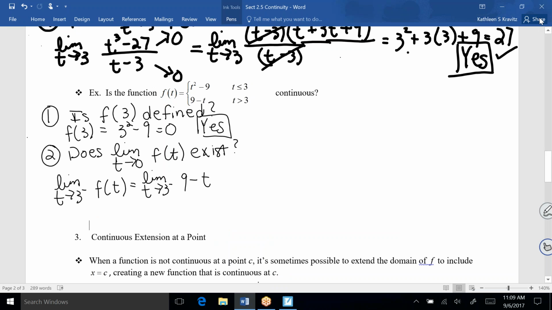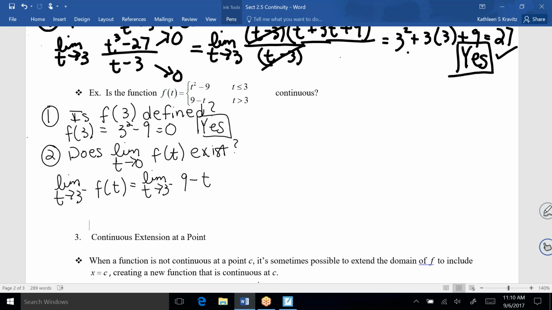All right, so I just started this one and we can finish this one together. So the first thing that we want to check for this function is if f of 3 is defined, because 3 is going to be the only point that's going to be a potential problem in this function. So f of 3 is equal to 3 squared minus 9, because we're looking at this first function right here. And that's going to be equal to 0. So yes, f of 3 is defined. It's equal to 0. The second part of the continuity test, we have to find out if that limit as t goes to 3 of that function f of t exists. So we need to see what's happening to the left and to the right of the function, making sure that they're equal to each other.